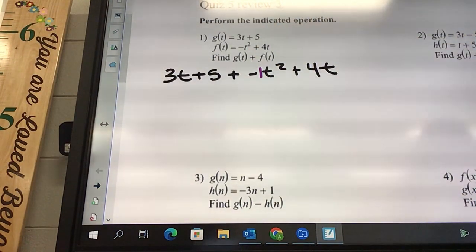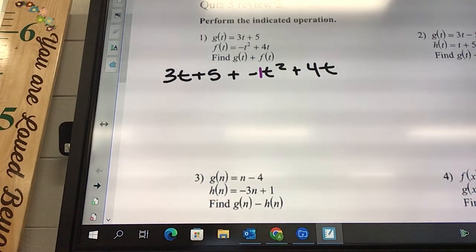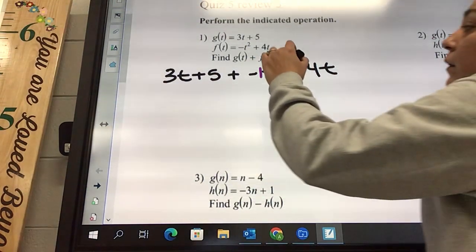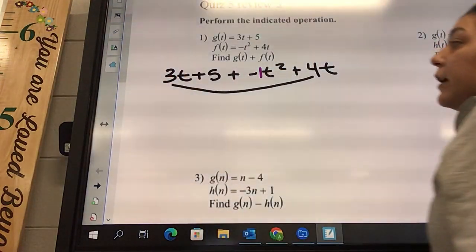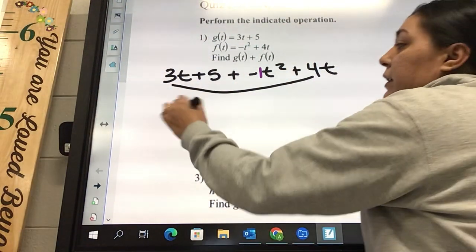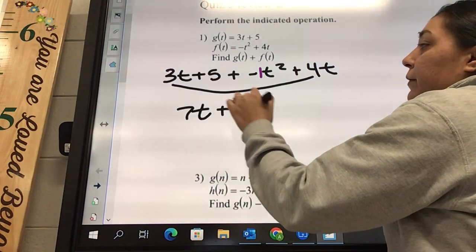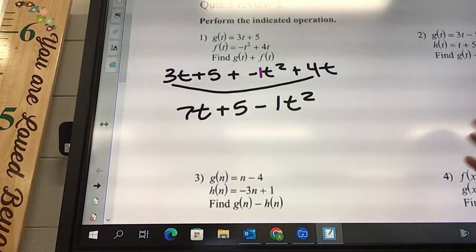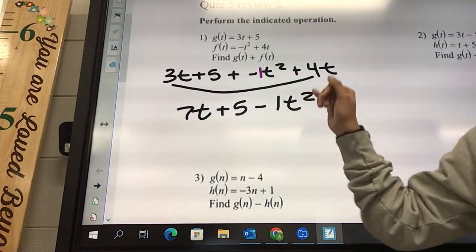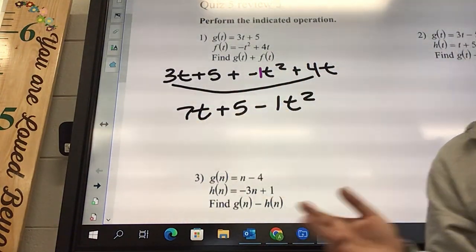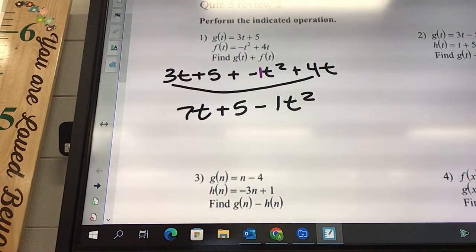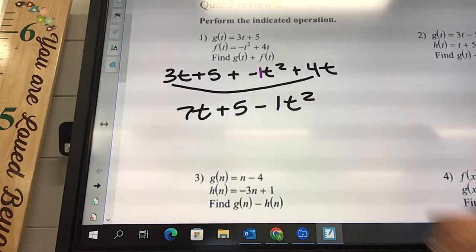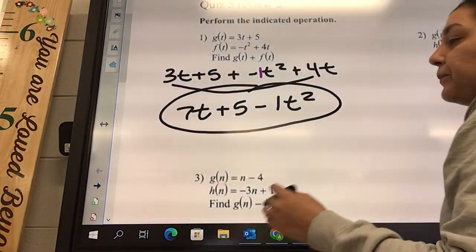Okay, so what can we combine? A 4t and a 3t, okay? So that's going to give me 7t plus 5 minus 1t squared. Ideally, when you're doing math, though, this t squared should go first, and then the 7, and then the 5, because it should go from highest exponent to lowest. But this is equivalent to that, it's just the form that looks a little bit different.